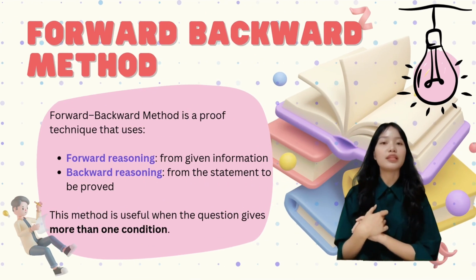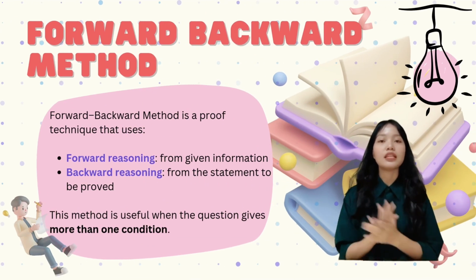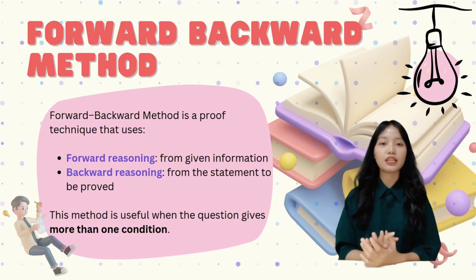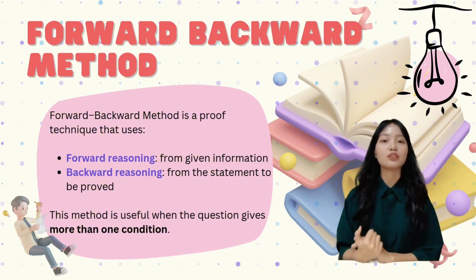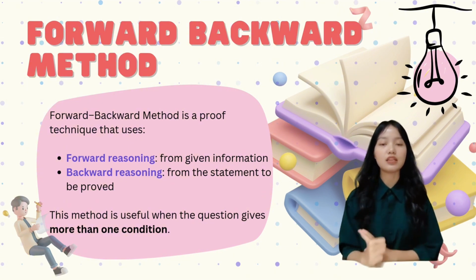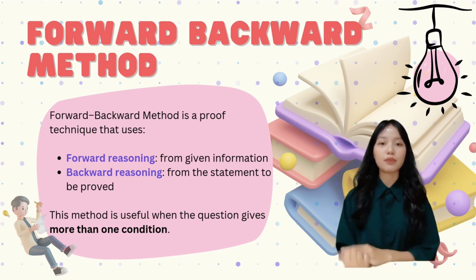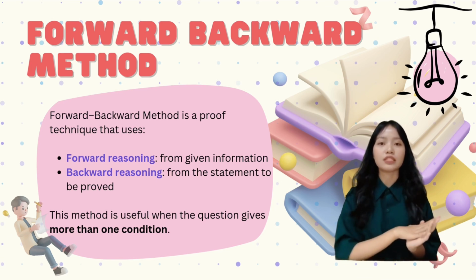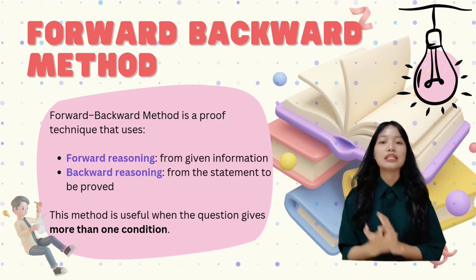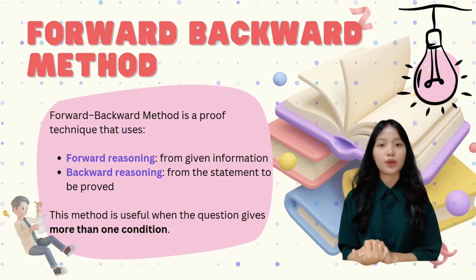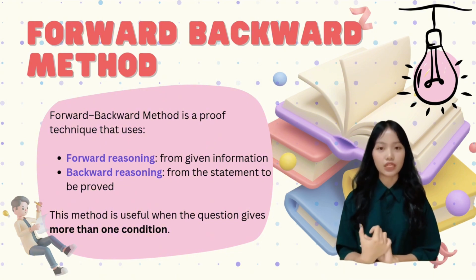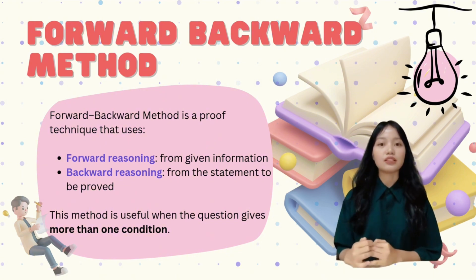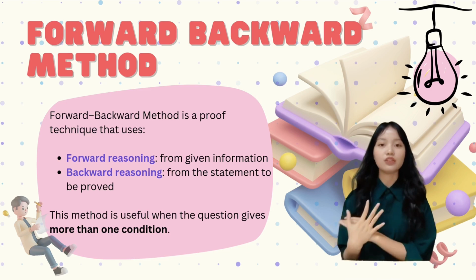Next, I'm going to present the forward-backward method. The forward-backward method is a proof technique used in mathematics. It combines two types of reasoning: forward reasoning, which starts from the given information, and backward reasoning, which starts from what we want to prove. This method is very helpful when the question gives us more than one condition, because it allows us to connect the given information to the conclusion.